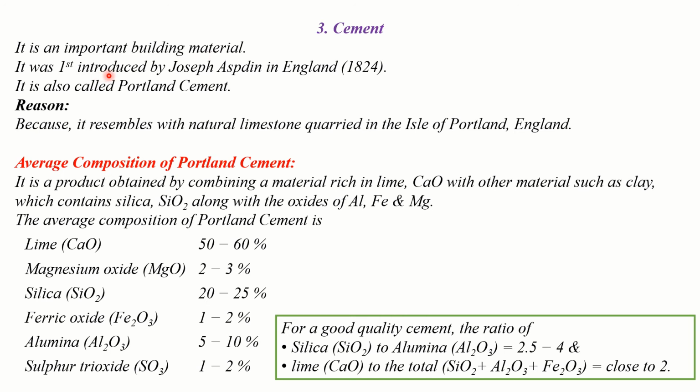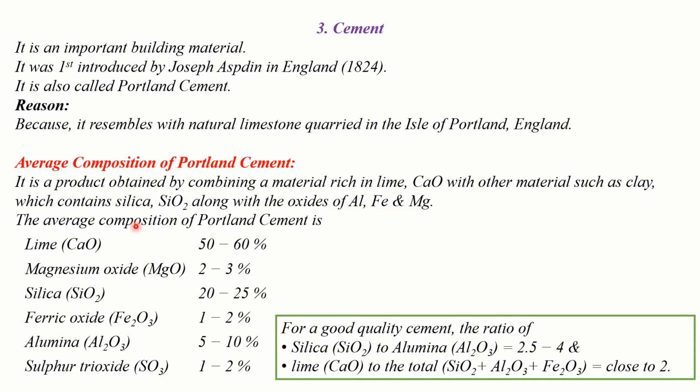It was first introduced by Joseph Aspdin in England in the year 1824. It is also called Portland cement because it resembles natural limestone quarried in the Isle of Portland, England. It is a product obtained by combining a material which is rich in lime, that is calcium oxide, with other materials such as clay which contains silica, that is SiO2, along with the oxides of aluminium, iron and magnesium.